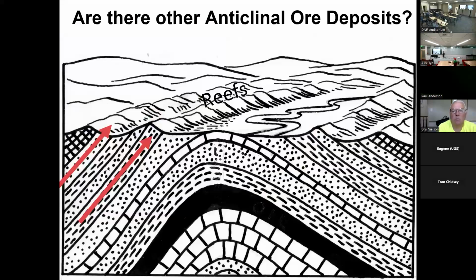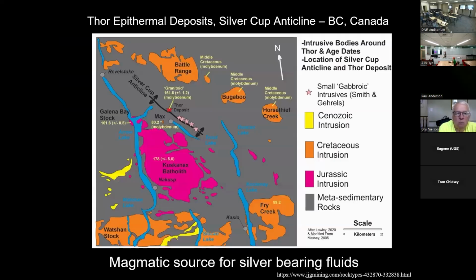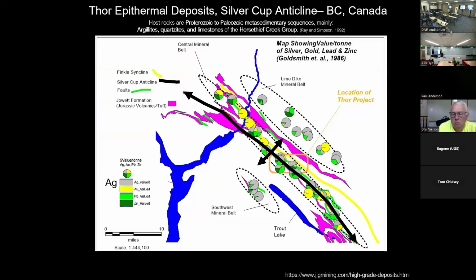So are there any other anticlinal deposits? There are a lot of them. There are a lot of anticlinal silver deposits. Here's one in British Columbia, Canada. This is the Silver Cup Anticline. Sits right here. It's surrounded by igneous intrusive bodies, Jurassic and Cretaceous.